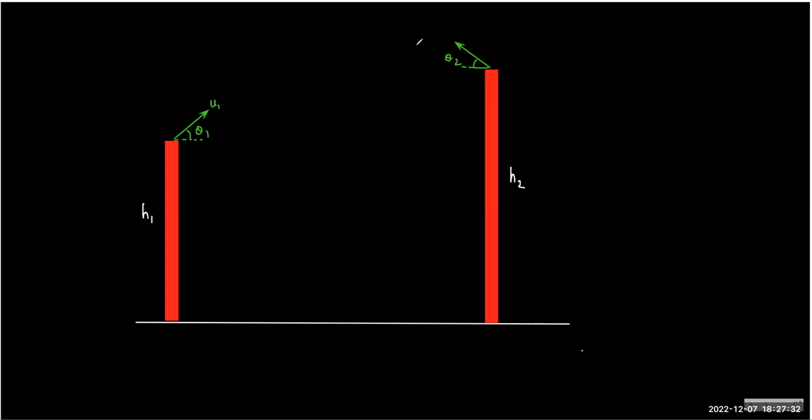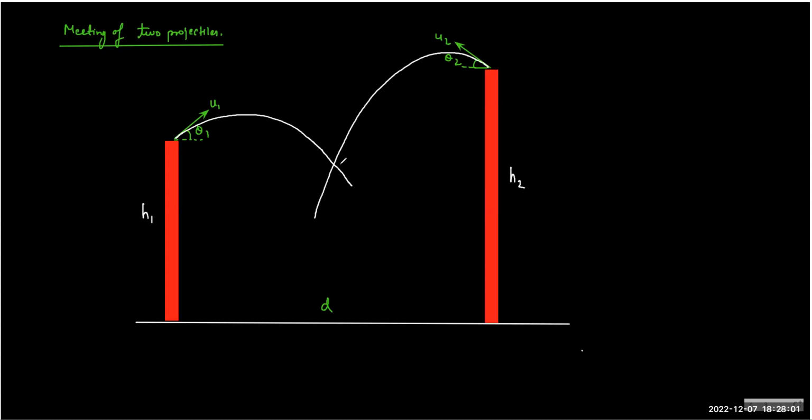And no matter how difficult the question is, you can solve it with ease. So the question is the meeting of two projectiles. Now, if they are meeting, no matter where they meet, it means they must have the same coordinate at the time of meeting. Yes or no? Yes. Now the problem is that here we have height also, and D also.